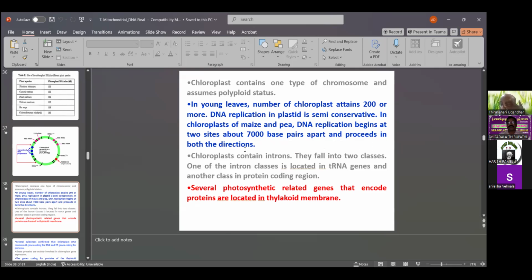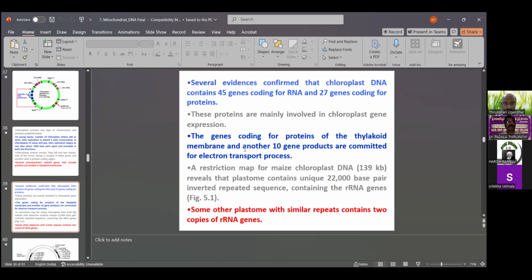One parental DNA thread and one new DNA thread are formed in the semi-conservative process. Several photosynthesis-related genes encode proteins located in the thylakoid membranes. Several pieces of evidence confirmed that the chloroplast DNA contains 45 genes coding for RNA and 27 genes coding for proteins. It is a major and important point.